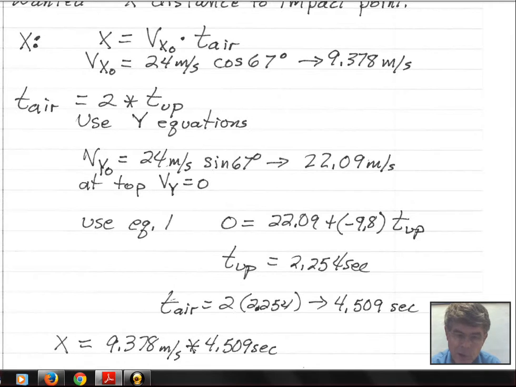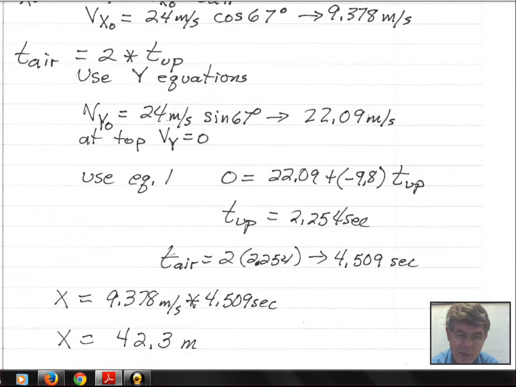The range is the rate in the x direction that is a constant when we ignore air resistance. So that is the x component of the initial velocity, 9.378. We multiply by the time in the air, and we produce the range, and I'll round off to 3 significant figures. The object lands 42.3 meters away from the launch point.